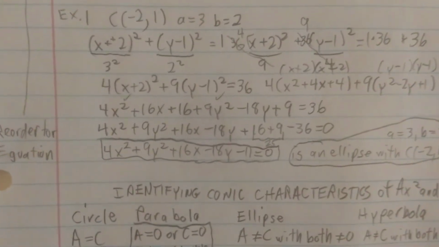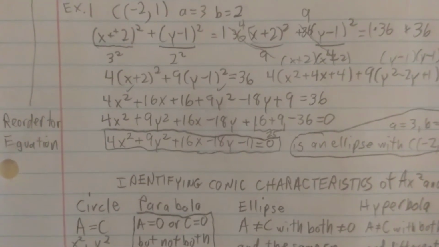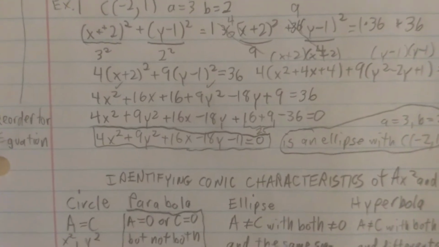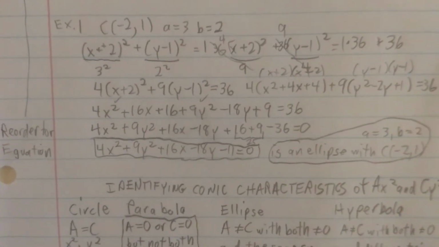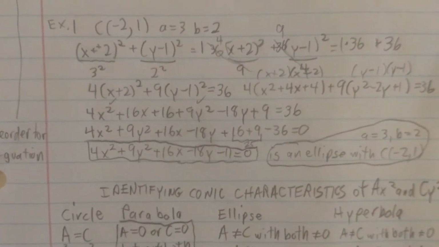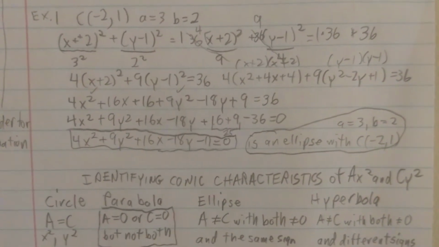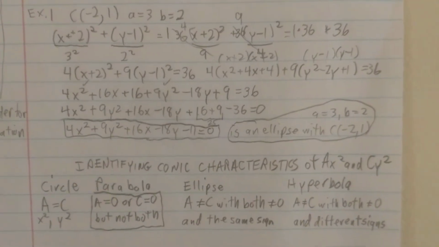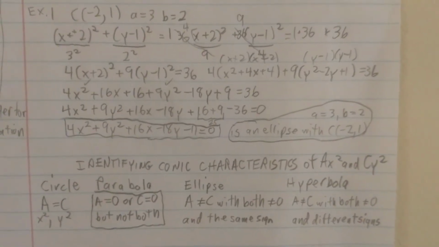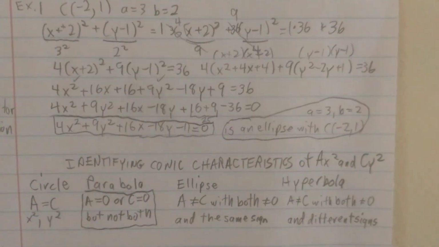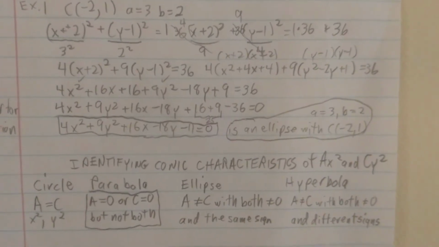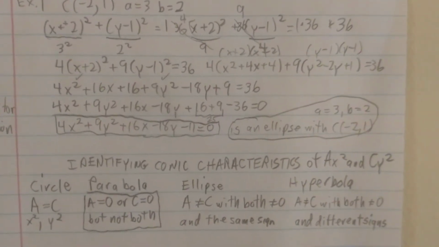So we're starting out with an ellipse. Remember, the plus is between the x squared and the y squared. So we have (x plus 2) squared over 3 squared plus (y minus 1) squared over 2 squared equals 1. So we have (x plus 2) squared over 9 plus (y minus 1) squared over 4 equals 1.